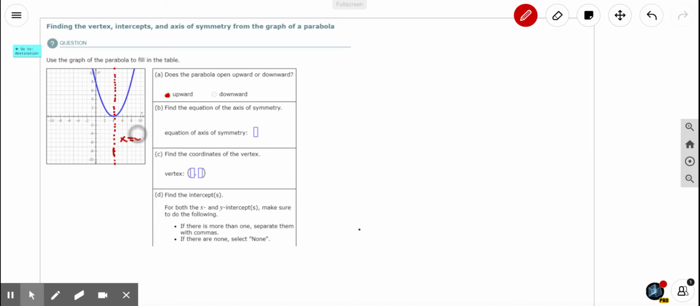This is x equals 4. And so that's what you would write, x equals 4. Remember, x equals a number is a vertical line because you drop your x. Okay. Find the coordinates of the vertex. 4, 0. These are pretty simple, right? Find the intercepts. The intercepts are where they cross the x-axis. If there are more than one, separate them with commas, and if none, none.